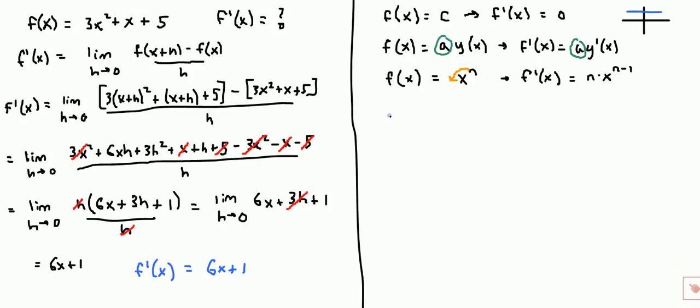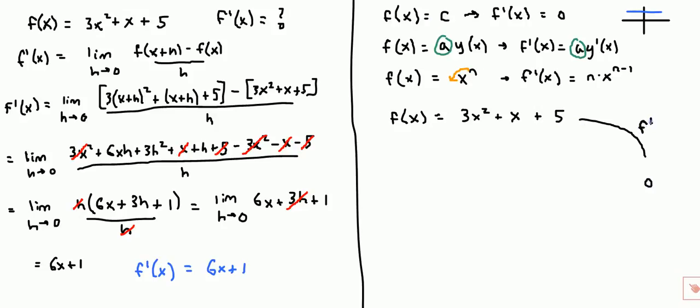Now let's apply these rules to this problem. Remember, we had f of x is 3x squared plus x plus 5. Okay? Let's start with 5. Let's go one by one and take derivatives of these individual functions. So if we have a function equal to 5, that means we're using this rule. The derivative of a constant is equal to 0. So the derivative of 5 is equal to 0.